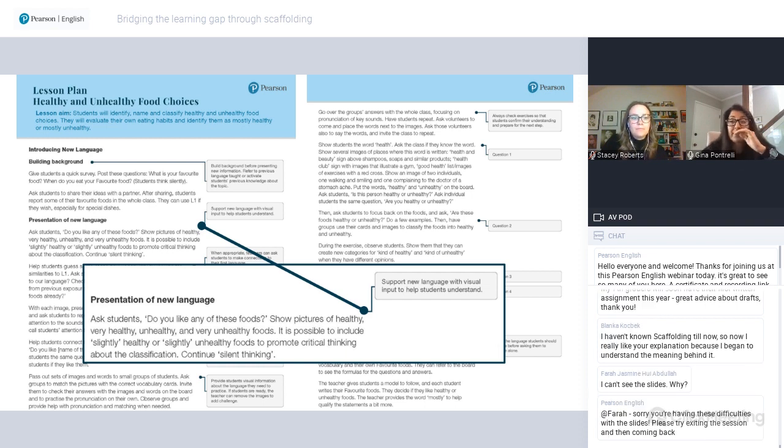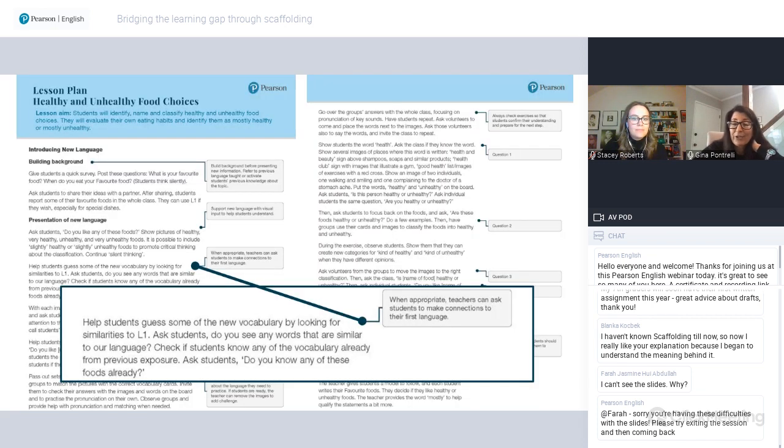Then the teacher moves to the presentation of the new language by using visual input that we discussed before. So asking the students, do you like any of these foods? Show pictures of the healthy, very healthy, unhealthy, very unhealthy foods. And it's possible to include other kinds of ideas like slightly healthy to promote critical thinking. But the important part is to really include these visual images in this first part when you're providing this language input. And this helps them understand the new language that they're learning.